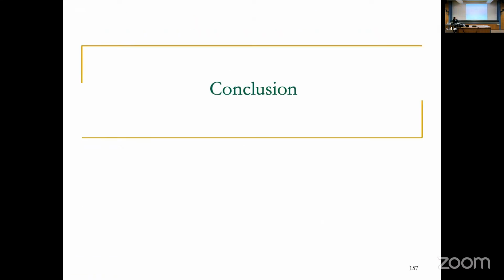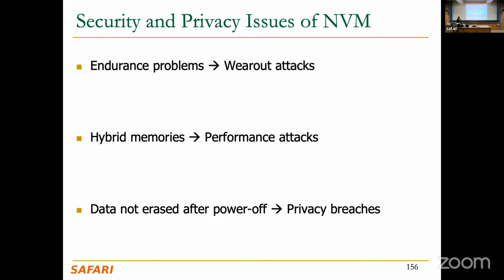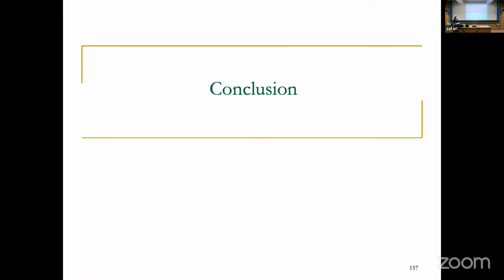The other thing is the hybrid memory. If we have a hybrid memory system, then an attacker can know whether the data is stored in the DRAM or in the NVM by doing a side-channel attack, detecting the latency of access to different memories, and revealing some information here. Also, the data cannot be removed after power off, as I mentioned before. So you need to consider the privacy issues when you use the NVM.